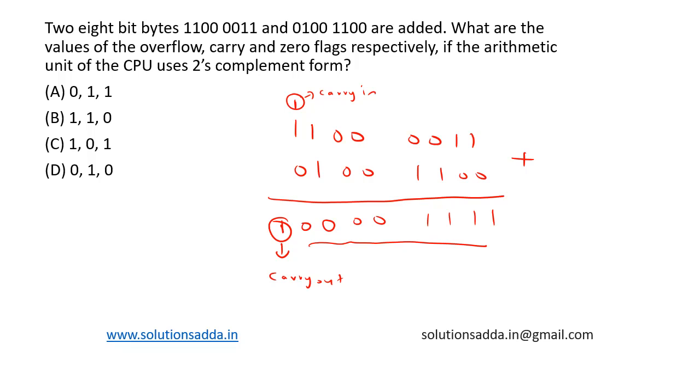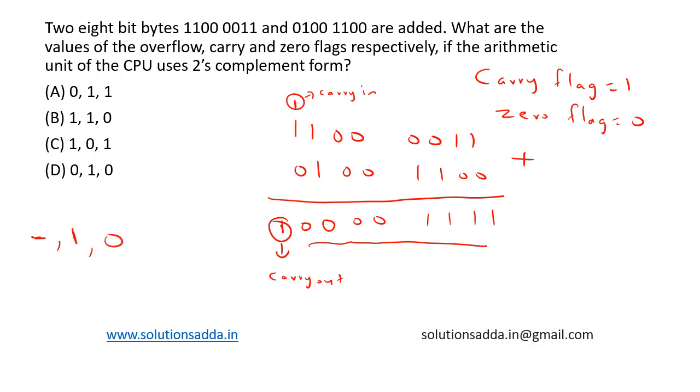Now let's try to find out the values of each flag. So carry flag is equal to 1 as a carry is generated. Now zero flag. The zero flag will be set if the result is 0. But here the result is not 0. So the zero flag is also 0. So the overflow flag has not been found yet. The carry flag is 1 and zero flag is 0.